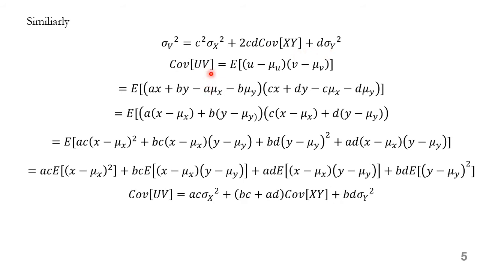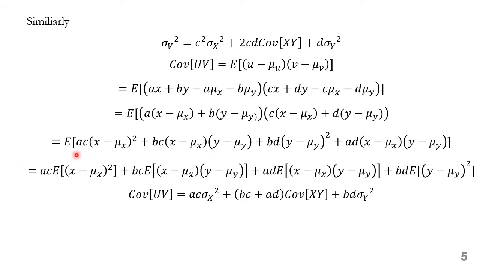The covariance of UV is given by the expectation of (U minus mu u)(V minus mu v). Let us substitute for U, mu u, V and mu v. Then we get the expectation of (aX plus bY minus a mu x minus b mu y)(cX plus dY minus c mu x minus d mu y). That gives the expectation of [a(X minus mu x) plus b(Y minus mu y)] multiplied by [c(X minus mu x) plus d(Y minus mu y)].